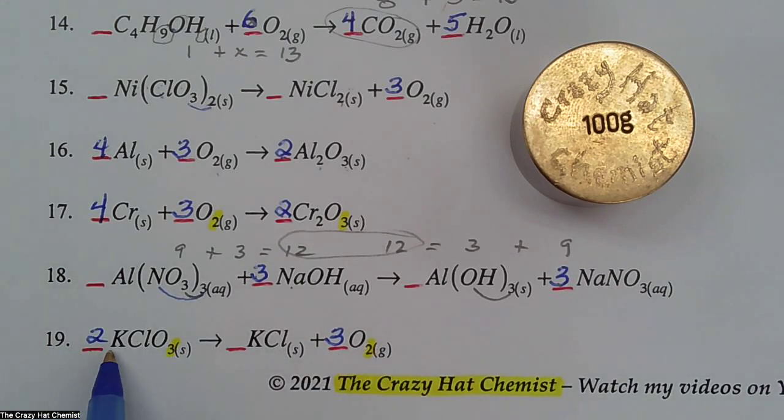Now there are 2 potassiums and 2 chlorines on the reactant side. So I need there to be 2 potassiums and 2 chlorines on the products. So 2 potassiums, 2 chlorines on the reactant side, and 2 potassiums, 2 chlorines on the product side. And that is it, folks.